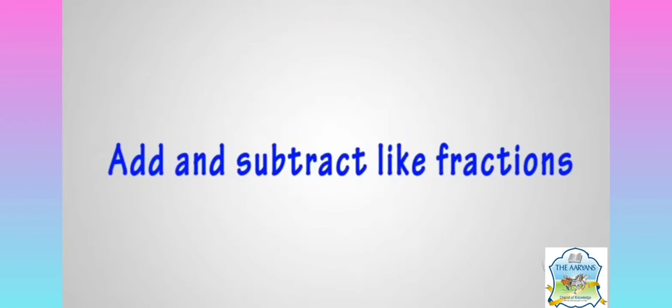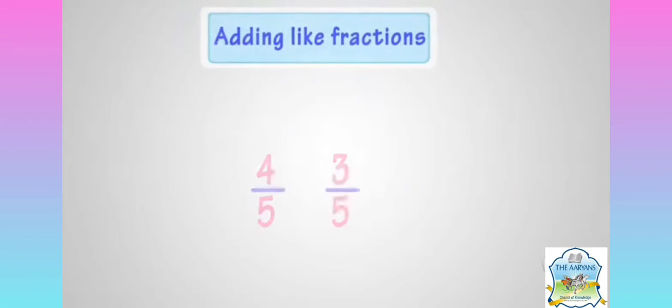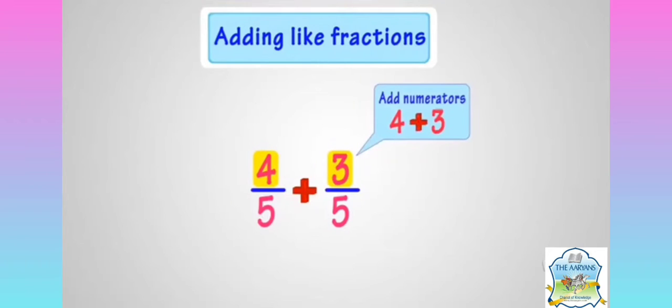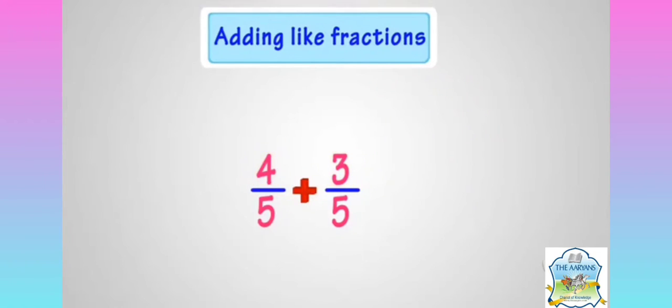Example, here are two fractions, 4 by 5 and 3 by 5. We have to add them. We just add the numerators of like fractions. To add the fractions, like for adding 4 by 5 and 3 by 5, we just add the numerators. Adding numerators, that is 4 and 3, we get 7.